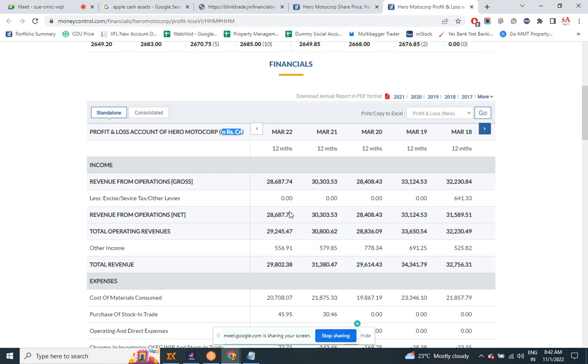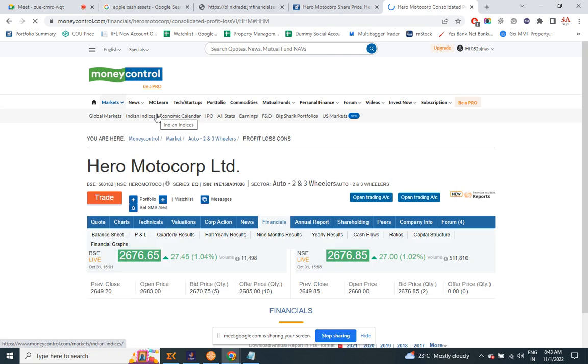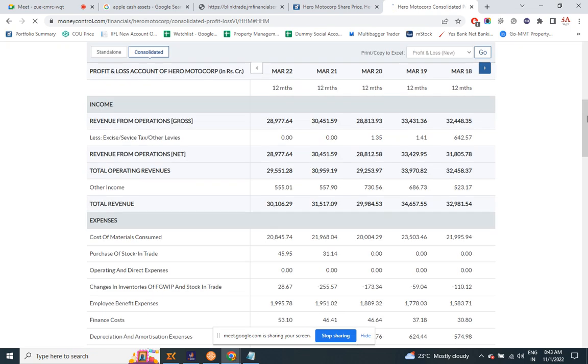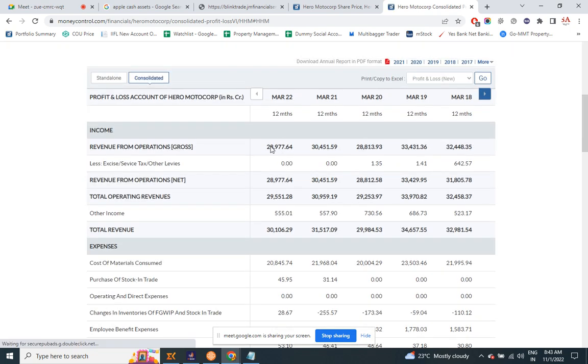Revenue from operations net. That means post these taxes, what is the total revenue? Okay, we'll see consolidated. So post this revenue, because they are not paying any kind of excise duty and all that, that got all scrapped off once we had the GST. So this is the total revenue the company has got. 28,977. Total operating revenues.